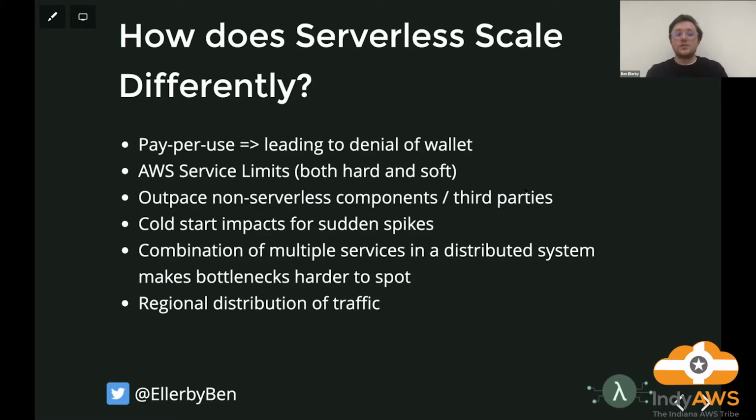Now, cold starts also impact how we react to sudden spikes. Typically, when we have a large spike in demand, we're going to be triggering lots of Lambda functions that are in a cold state, meaning they're not warm and they don't have the application code installed and they're not ready to go.